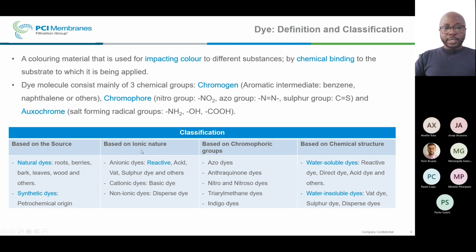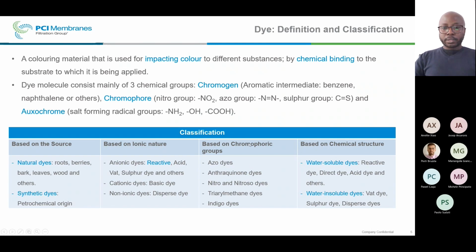Then dye could be classified based on ionic nature. So basically talking about anionic, so negatively charged dye. So looking at reactive dye, which is going to be one of the main focus from this presentation, and is one of the main dye type that's mainly used within the industry. This is mainly due to the covalent properties of the dye to bind to the substances to which it's been applied. Then the classification could also be done based on the cationic dye, so basic dye, or non-ionic dye.